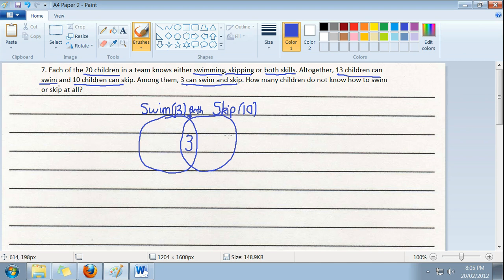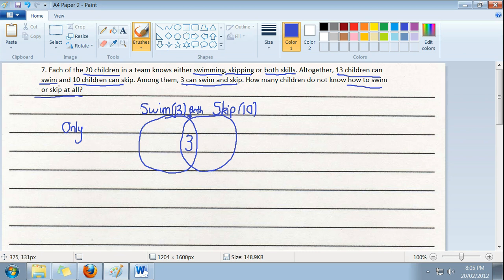Now if you want to find the inside, basically the inside is only. Okay? So in other words, if you find the inside of this one, that means you will find the children who only know how to swim. If you find the inside of this one, you will find the children who only know how to skip. Now let's refer back to the question. It says, how many children do not know how to swim or skip at all? Okay? So it's asking for children who don't know how to swim and don't know how to skip.